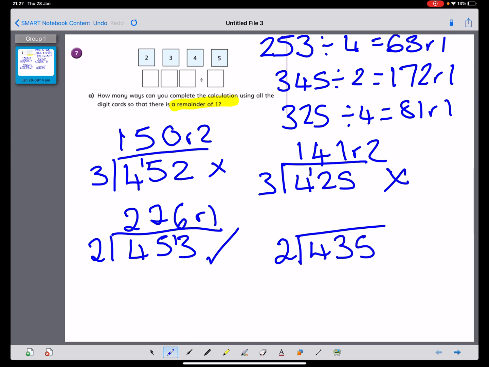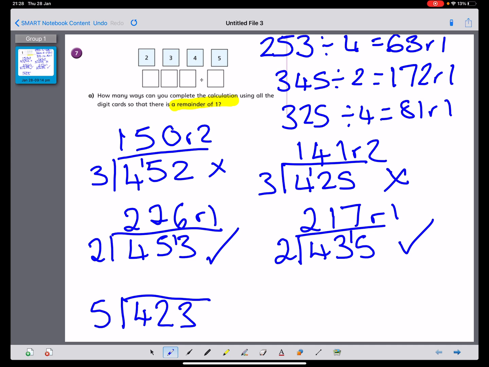So again, 2's into 4 go 2. 2's into 3 goes 1 with 1 left over. 2's into 15 goes 7 with 1 left over. That also works. Then finally, I've got 4, 2, 3. I've got 5 as my divisor.